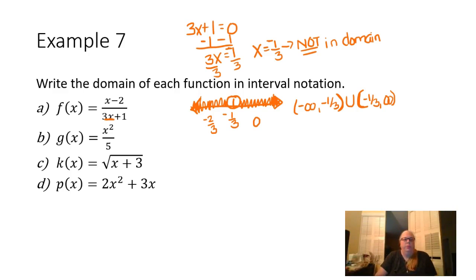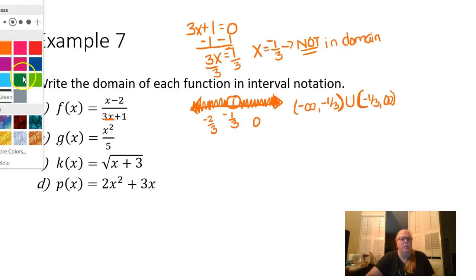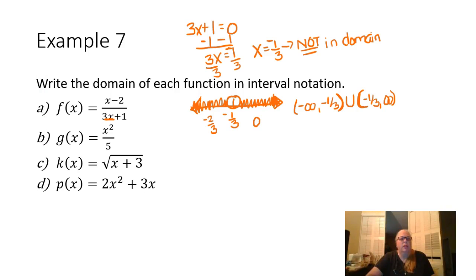Part B, g of x is equal to x squared divided by 5. This is a nice one because if we follow our rule, the first rule is the domain of any function is all real numbers unless we have a variable in the denominator. We have a denominator with no variable, so okay there, or a square root somewhere in the problem. There's no radical here, so we automatically know this one's going to be all real numbers. And the way we write all real numbers in interval notation is negative infinity to positive infinity.